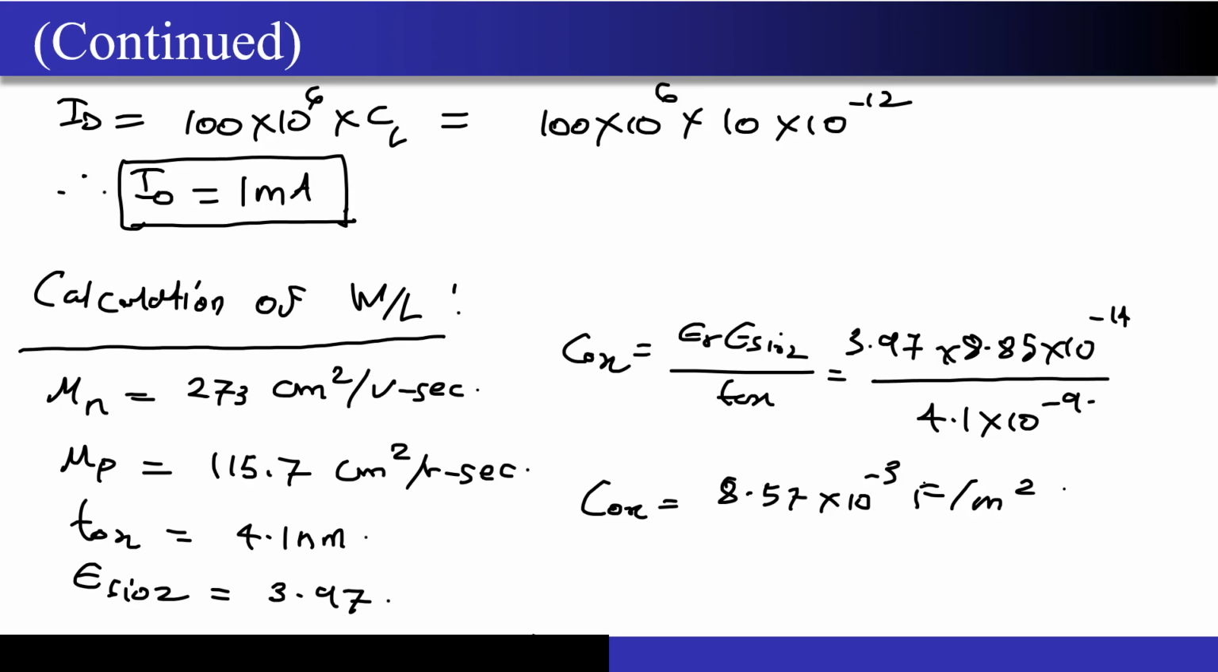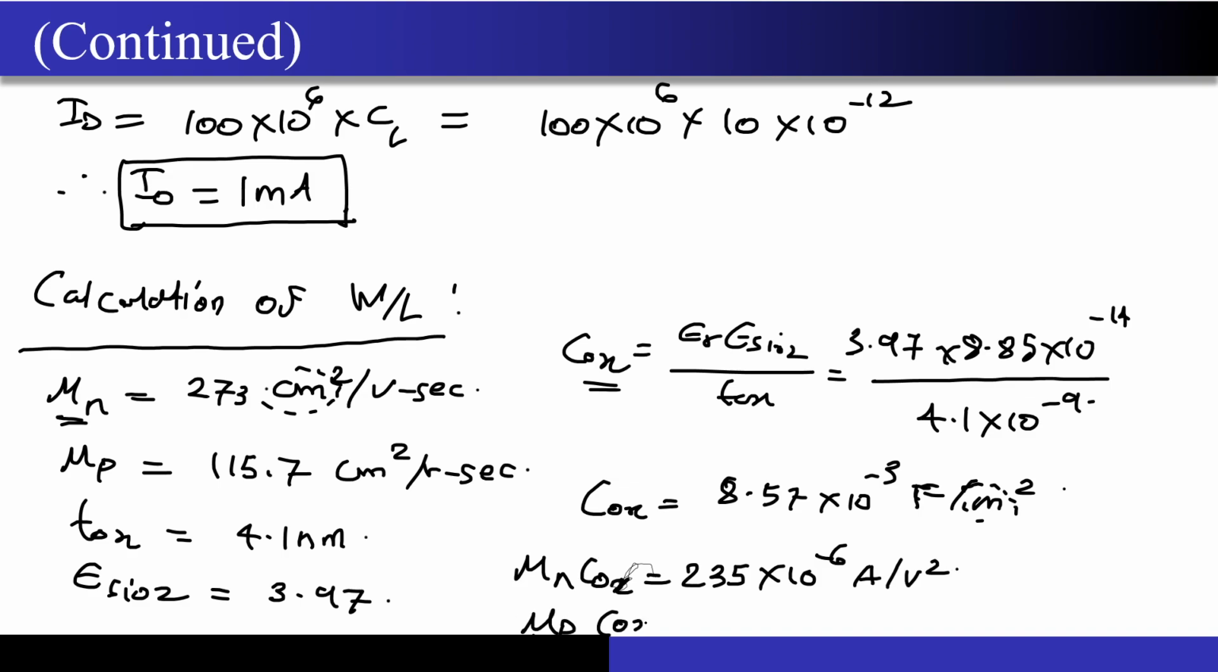Now you have to be absolutely careful while multiplying the mu n and COX, because remember the units, this is centimeter square and I have calculated the value in meter square. So do not get confused, be very sure with the units of the mu p COX and the mu n COX, okay? So now if you multiply them, I'm just writing the values directly. The mu n COX value will be coming out to be around 235 into 10 to the power minus 6 amperes per volt square, and mu p COX will come out to be something like 99 into 10 to the power minus 6 amperes per volt square. Correct? So these are the values that we are going to use.